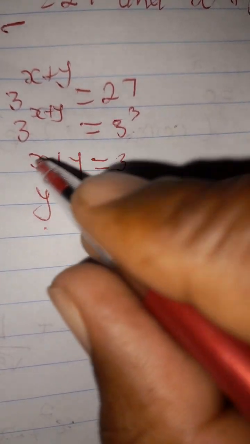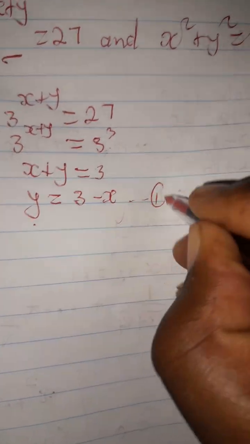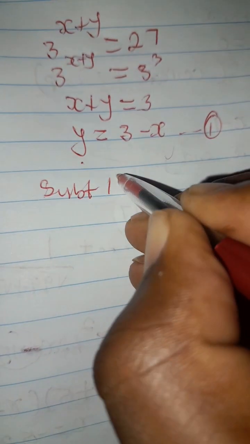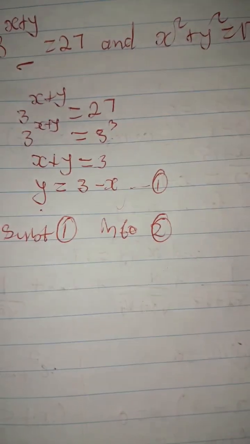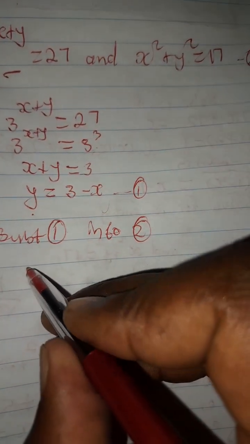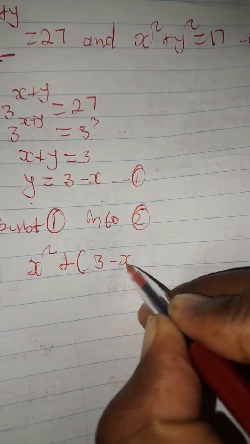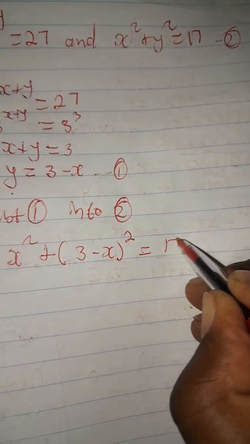Yes, it will be like this if we have made y the subject. So we have now equation 1, and this will be our equation 2. The easiest way, guys, that you can work this out is to substitute equation 1 into equation 2. Meaning that where I see y, I will replace it by 3 minus x. Let's go there. We have x squared plus, where there is y, put (3 minus x) squared, 3 minus x to the power 2 there, equated to 17.